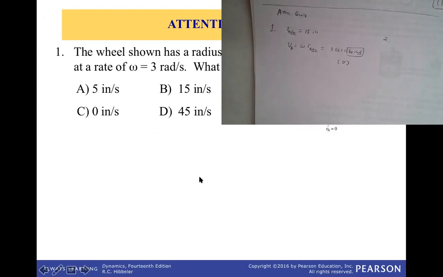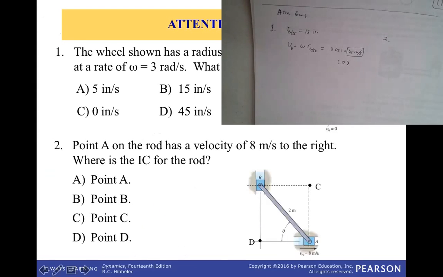Now let's look at quiz 2 on the attention quiz. It says point A on the rod has a velocity of 8 meters per second to the right. Where's the IC of the rod? Because this guy is going to the right, this is the velocity. So you want to draw the line that is perpendicular to this velocity.